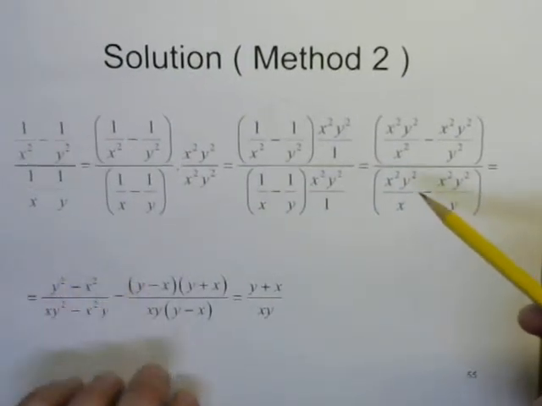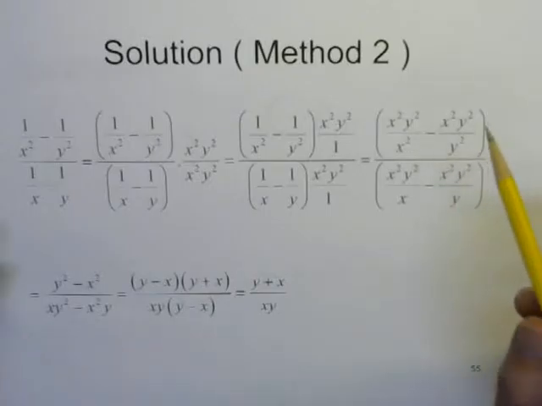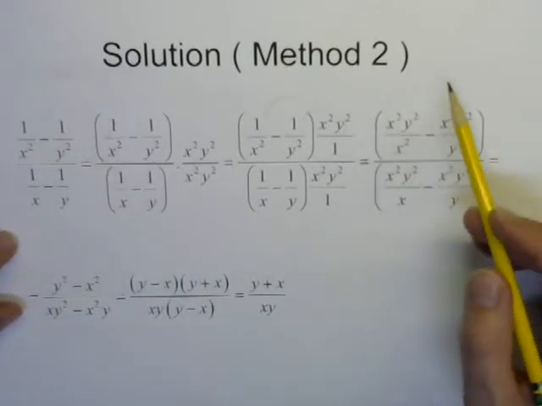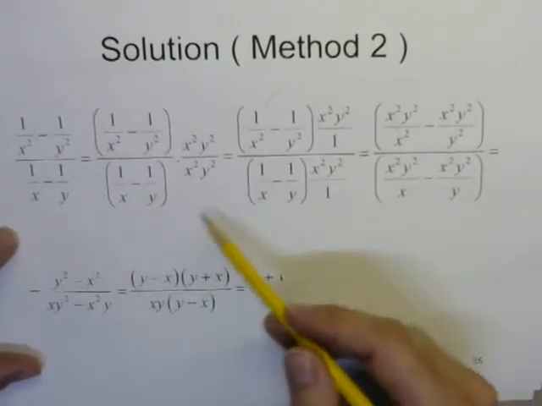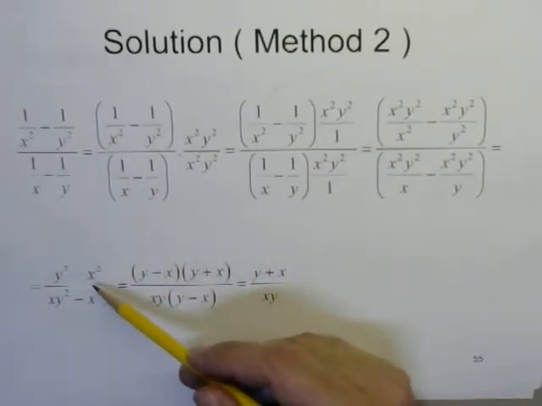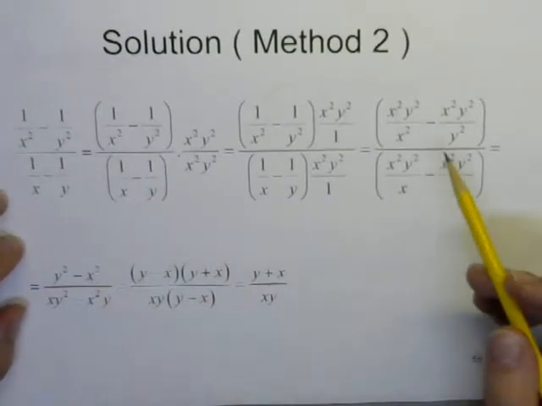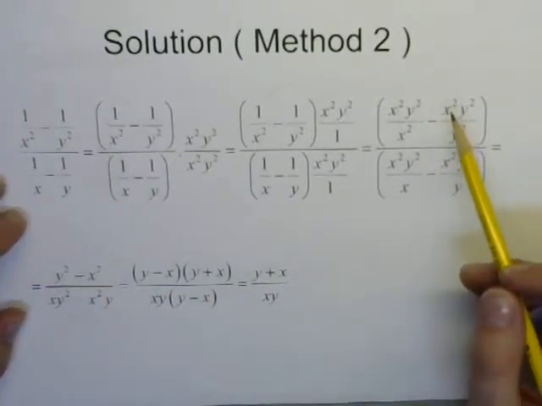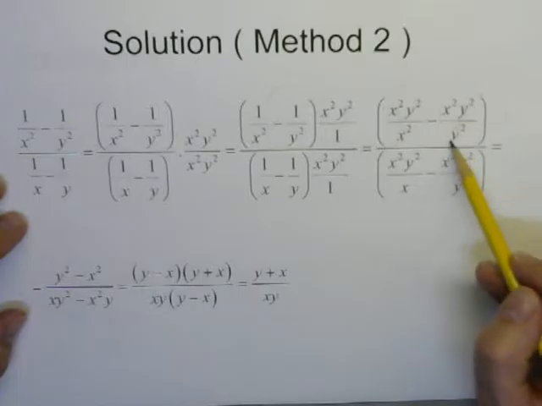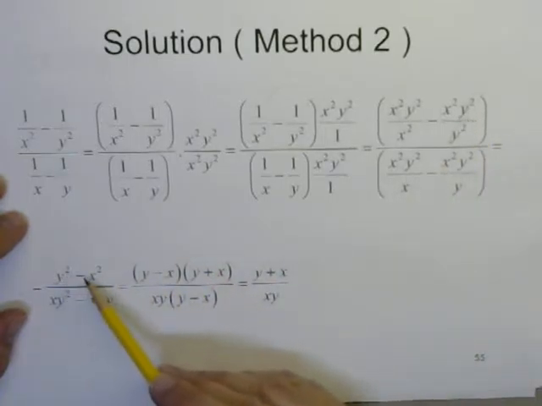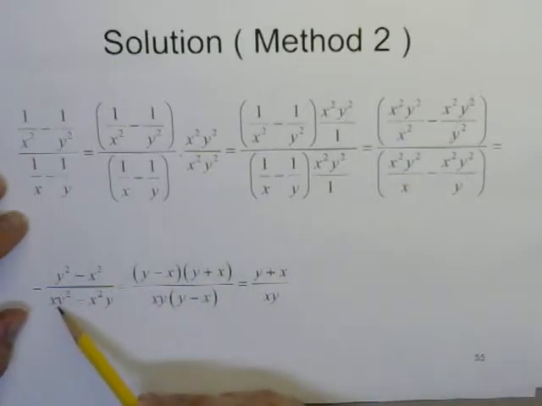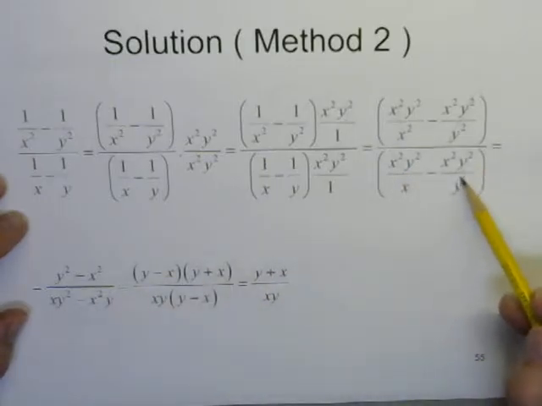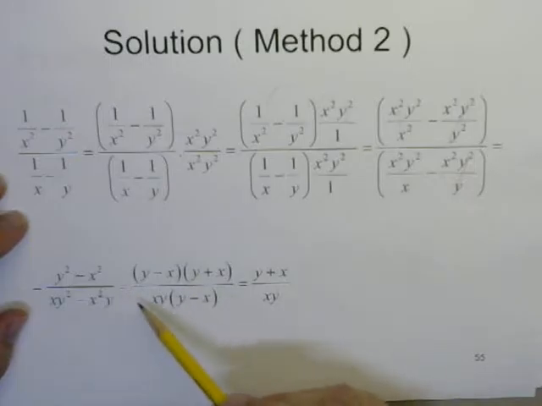You don't have to write every step in here if you don't really want to. You might be able to do this in your head. When I multiply this through, the x squareds are going to cancel. So if you can just jump down to this step, as long as you don't make any mistakes, that should be okay. Same thing here, the y squareds will cancel, so that will leave you with y squared minus x squared. Here this x will cancel with one of those x's, leaving you with x y squared, and this y will cancel with one of those y's, leaving you with x squared y.